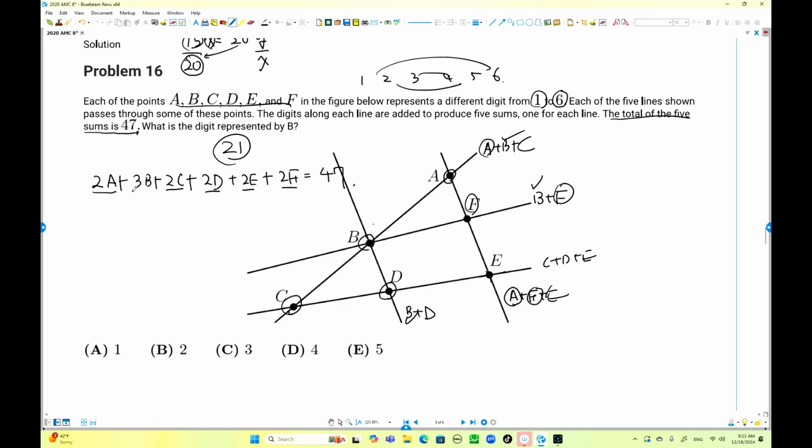2D, 2 to the F. Only this is B plus 2B, right? So actually B plus 2 of this one. A plus, B plus, and the F. That is equal to 47, right?